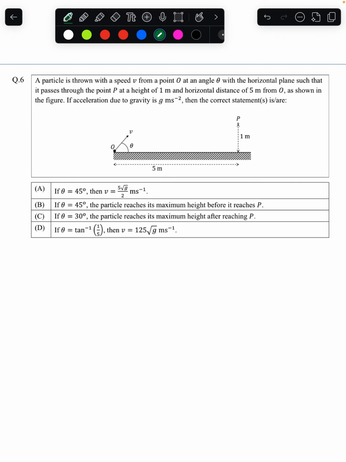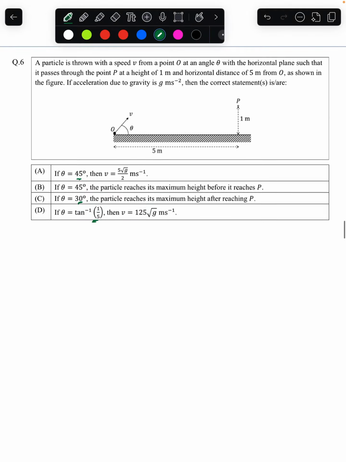A particle is thrown with speed u. You can see it is projected from the ground. There is one point P given, at a height of 1 meter and a distance of 5 meter. Theta is not provided. If you check the options, theta is 45 degree, theta equal to 30 degree, and theta equal to tan inverse of 1 by 5. Three different values of theta are provided. I have to go through the options. So it's a cross-checking mechanism that you need to adopt.